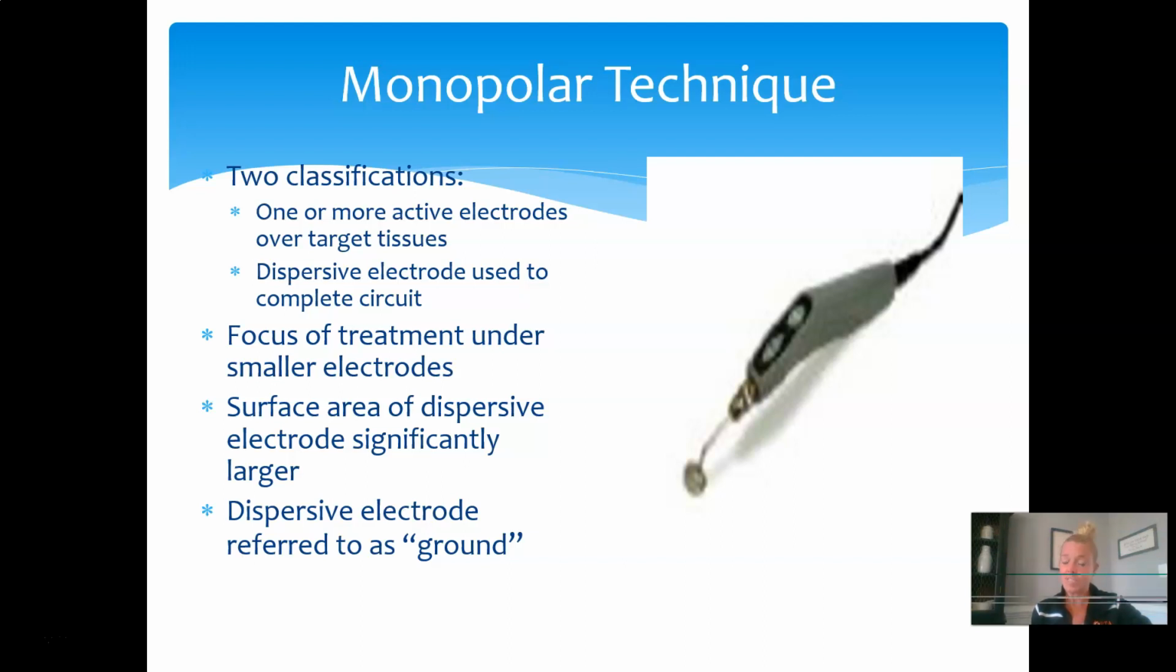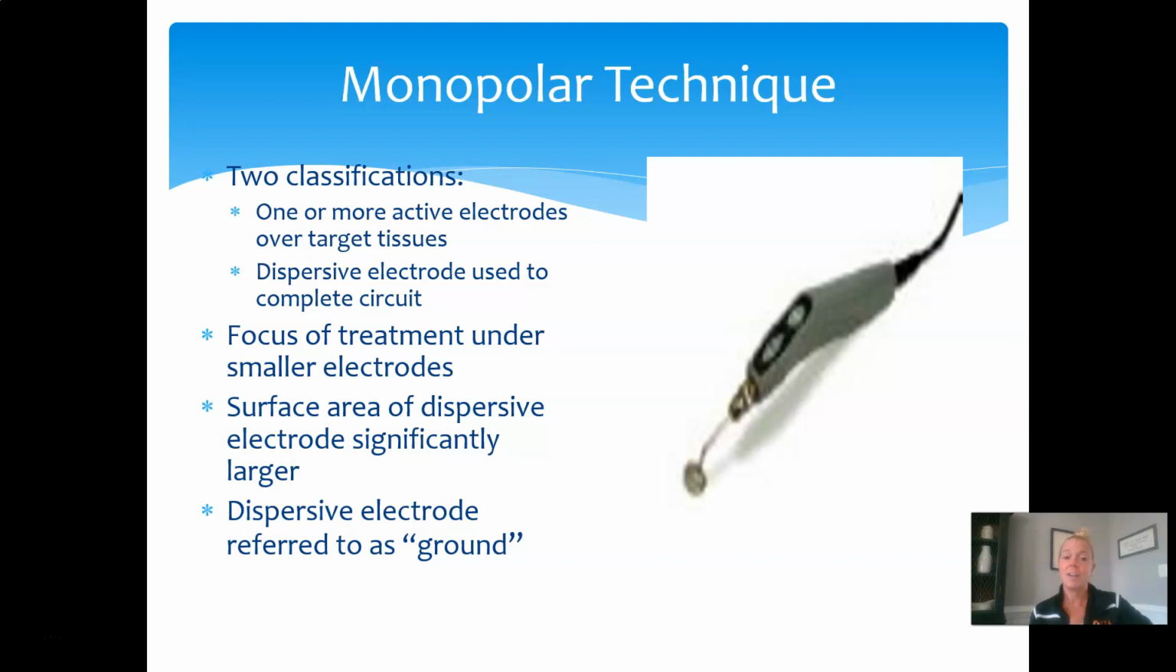So the focus of treatment is under the smaller electrode, right? Because of current density. Same current running through 2 different sized electrodes, one smaller, so the current is going to be more concentrated there. The patient's going to feel it more under that one. And then we have a larger dispersive or grounding electrode attached to our patient somewhere else, which is going to spread the current out over a larger area. The patient's not going to feel that one quite so much.